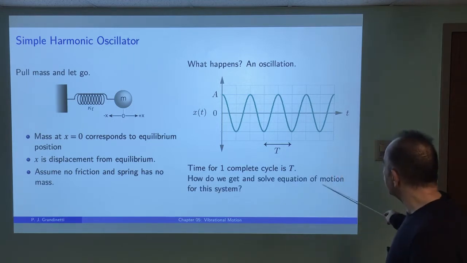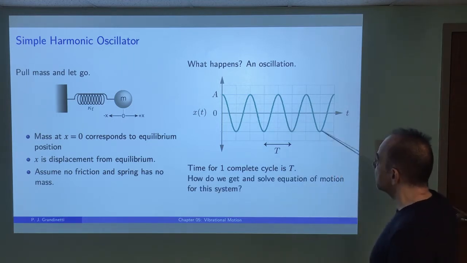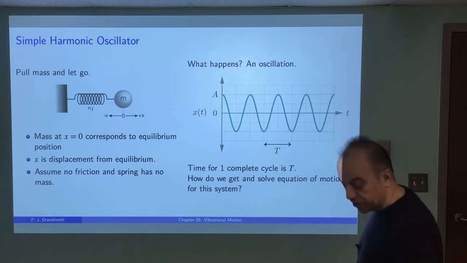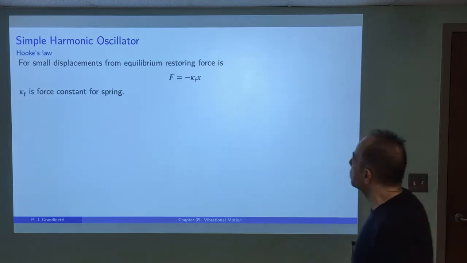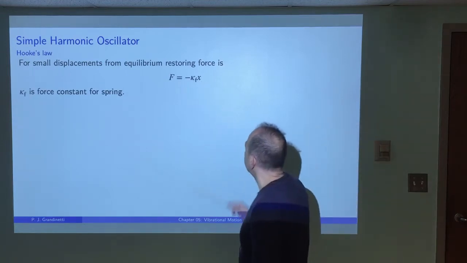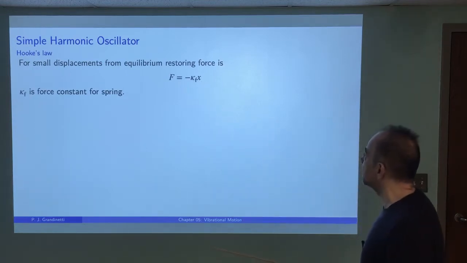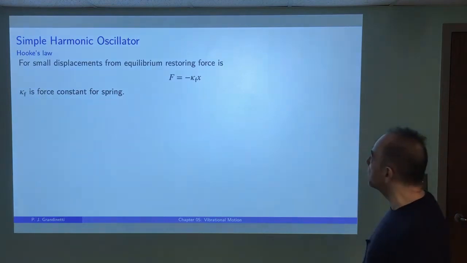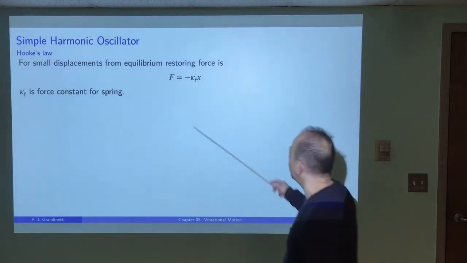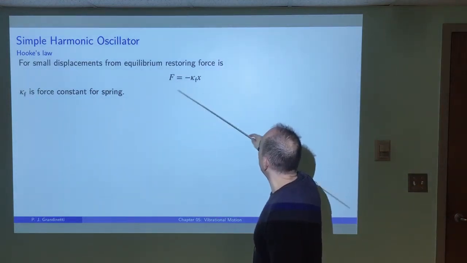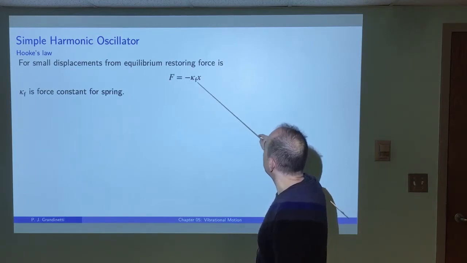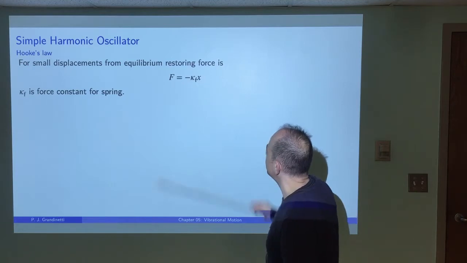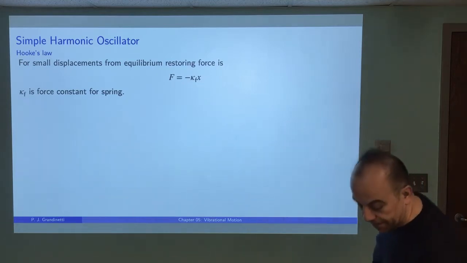So what we want to do is get the equations of motion to describe this position as a function of time, and also the velocity as a function of time. So we'll start with what is the force that's acting on the mass. In this case, it's the force due to the spring, and we can write that force in this form here. The force from the spring is going to be minus some force constant times the position of the mass.